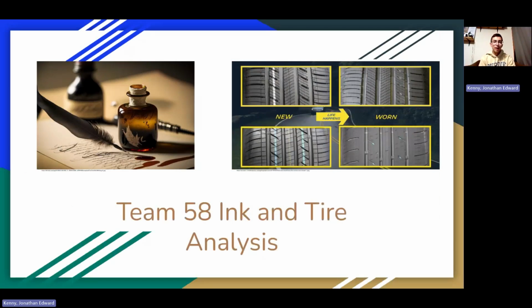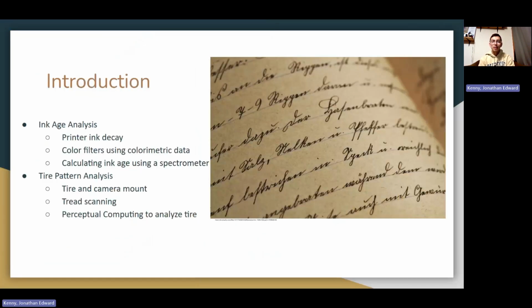I'm a member of Team 58, and our two projects are ink degradation and tire analysis. Going into a bit more of what they are, ink age analysis, which will be our primary focus throughout this presentation, is covering the research we've done and the testing on developing a way to determine the age of something based on the printer ink decay. This is done using colorimetric data from color filters and calculating ink age based on a spectrometer's readings.